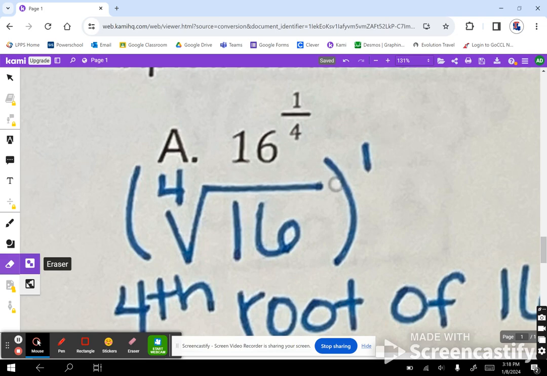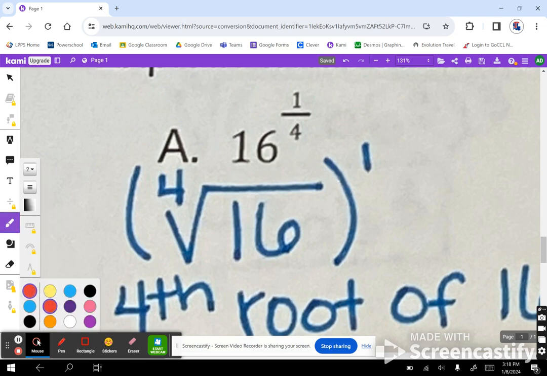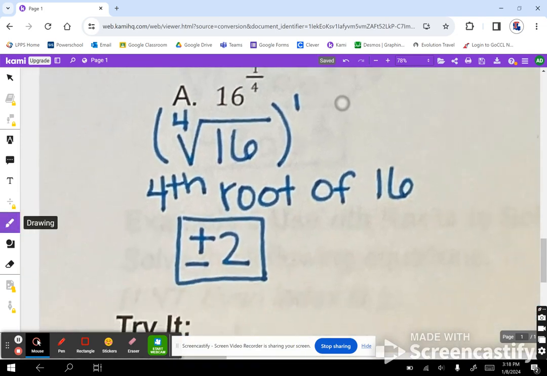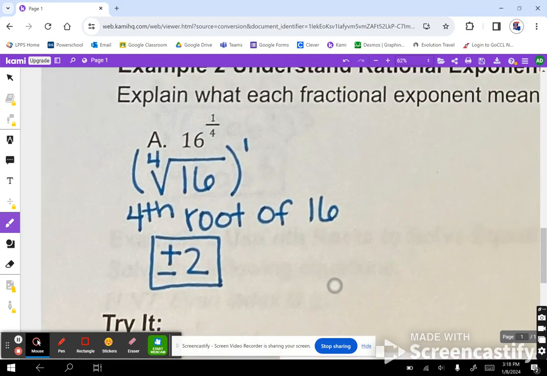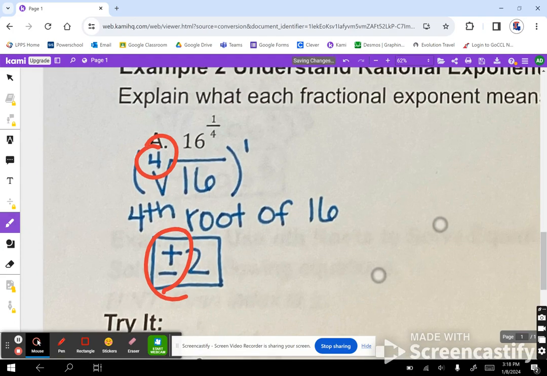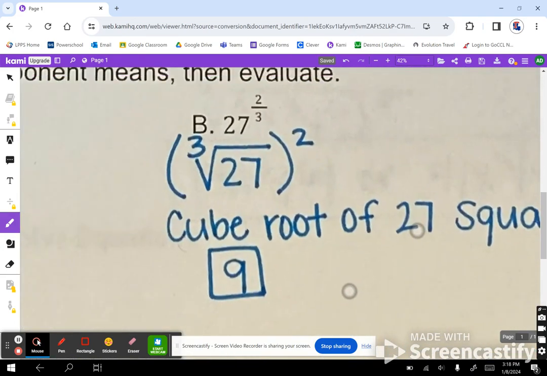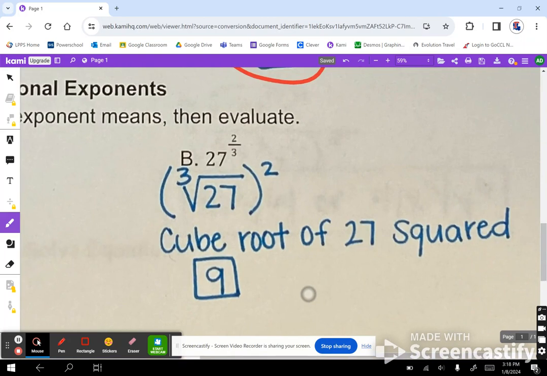Okay. The easiest thing to remember is your index is always your denominator. That means the fourth root of 16. And when you evaluate that, you get positive, negative because you have an even index. Part B, your numerator is your exponent, denominator is your index, and then your base is your radicand.